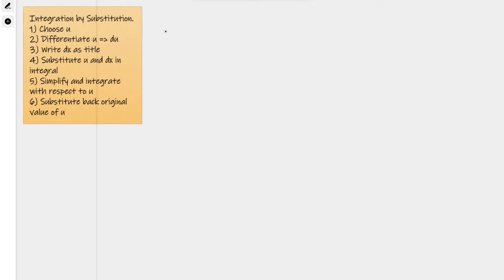Okay, in the last part, I'm going to show some examples when you have a definite integral for integration by substitution. Okay, let's go to the first example. Let's say I want to integrate from -1 to 1 of x squared square root of x cubed plus 1. Okay, x cubed plus 1.